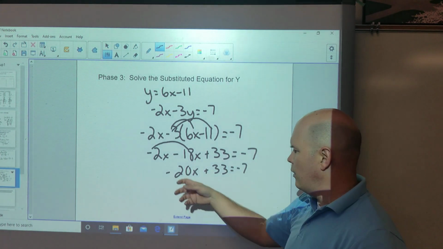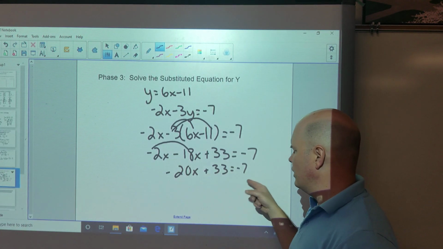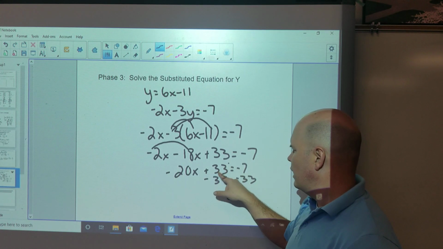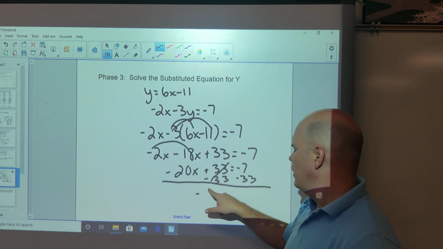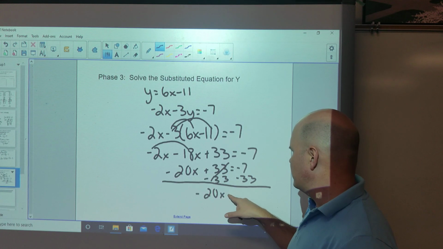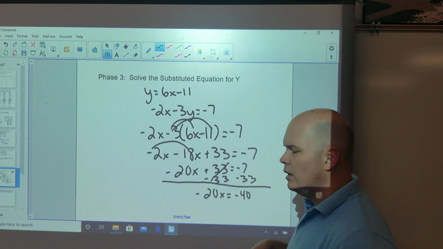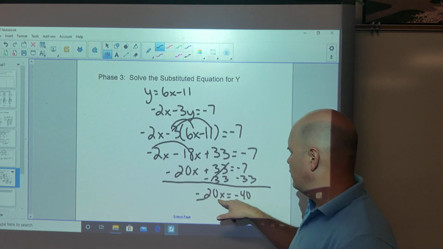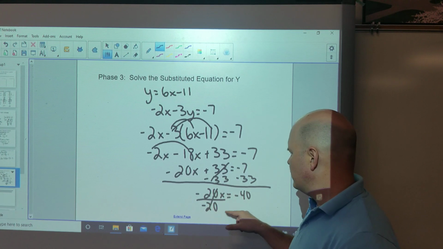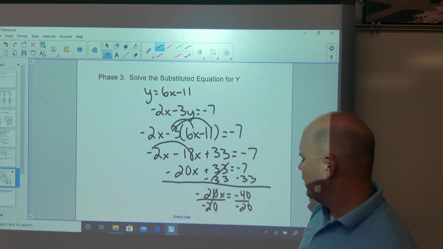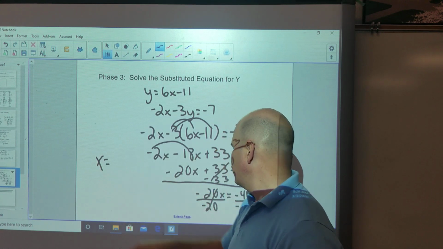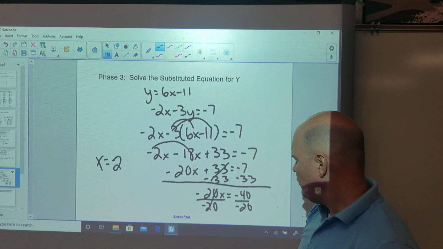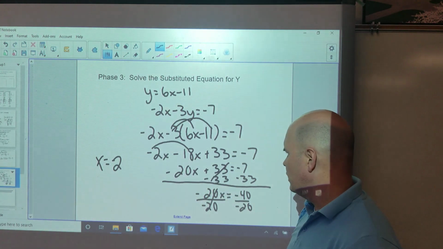Now I'm going to isolate my x value over here by moving this 33. So to move it, I just take its opposite from both sides. That's 0, so it's off that side. And negative 7 minus 33 is negative 40. So now I've distributed, I've combined like terms, I've isolated, and all I'm left to do is divide by my x to isolate that x even more, and I have x equals positive 2, because negative 40 divided by negative 20 is 2.